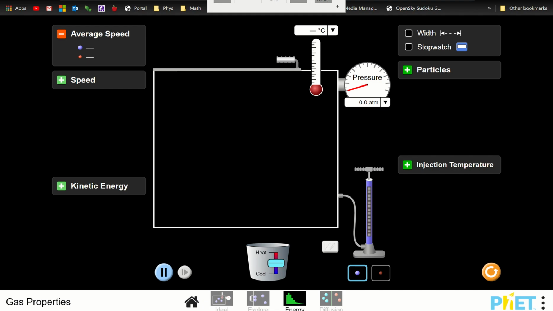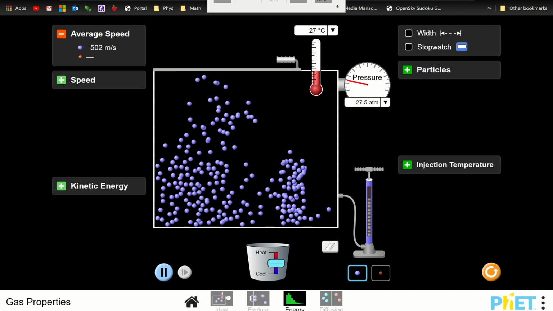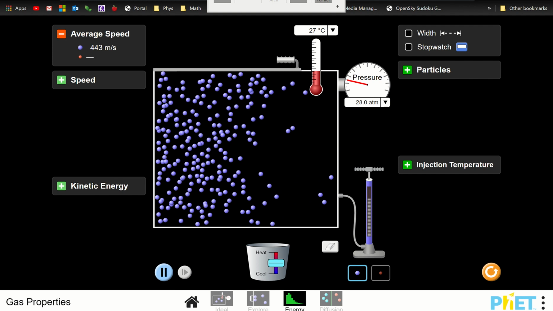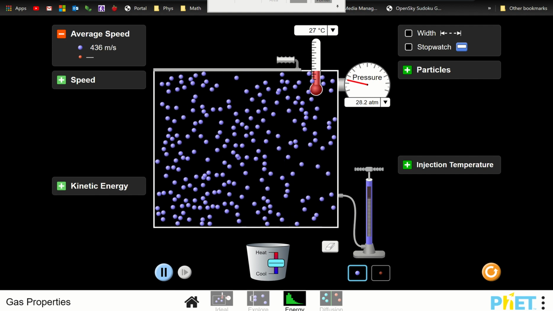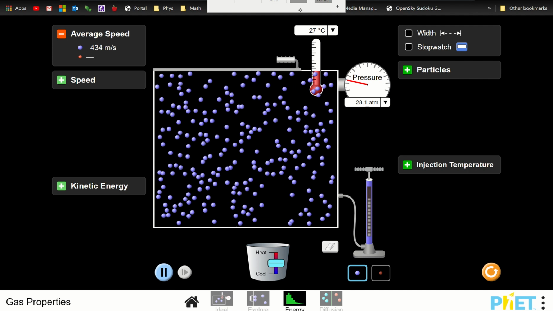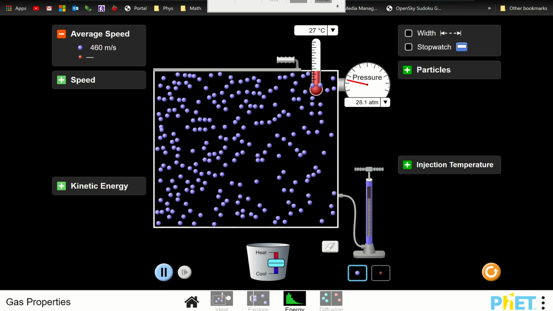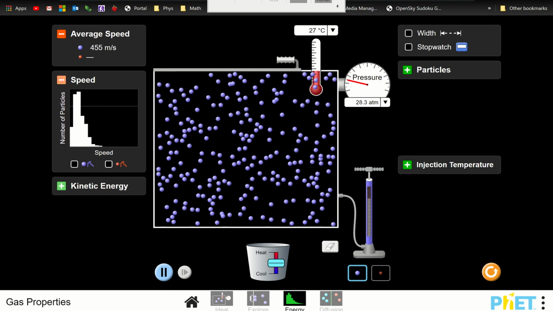Now let's look at this animation that I have here. So what I can do is add some particles inside this chamber. Okay, so now I have some particles inside. On the top, you see a thermometer, and there's a temperature associated with that. So this gas right now has a temperature of 27 degrees Celsius. Now, on the upper left-hand corner, you can see the average speed. That's not the speed of every single molecule inside. That's just the average.